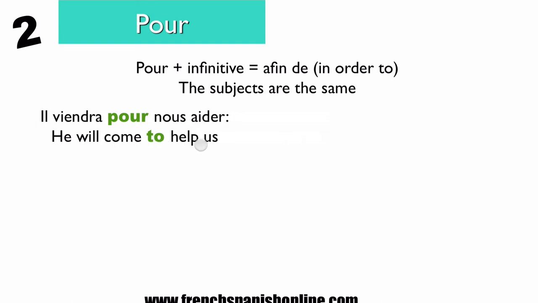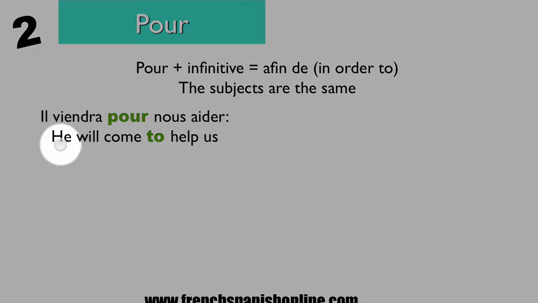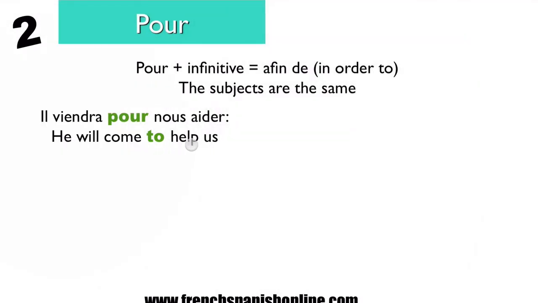As you can see here, we have to followed with the verb, the infinitive form, because it is to help. So in French, we are going to use pour and infinitive, and also because the subjects of the two verbs are the same. Here we have come. So who is going to come? He. And who is going to help us? Again, he. For this reason, because we have twice the same subject, we are going to use just pour followed with the infinitive form of the verb. Il viendra pour nous aider.